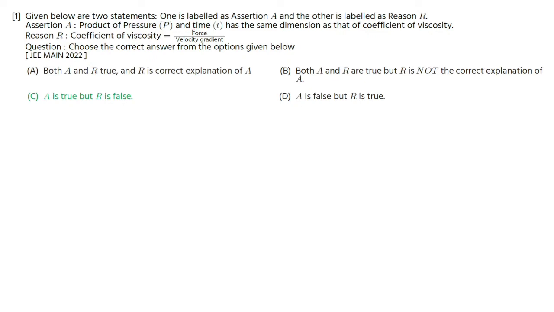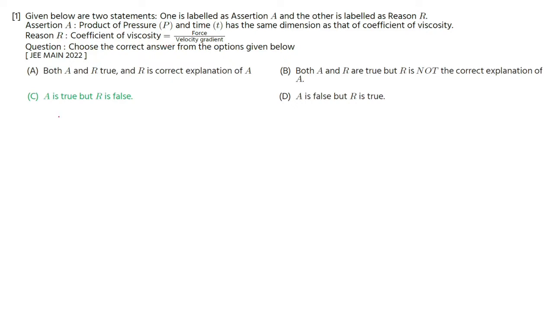Given below are two statements. One is labeled as assertion and the other is labeled as reason. Assertion: product of pressure and time has the same dimensions as that of coefficient of viscosity, and coefficient of viscosity is equal to force per velocity gradient is the reason. And this is the question given in JEE Main 2022.